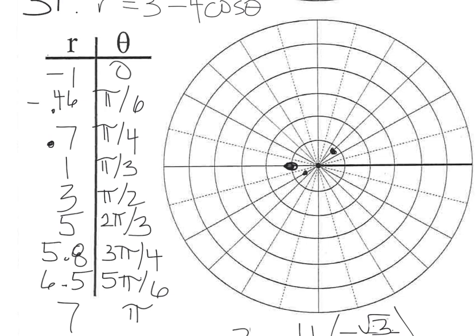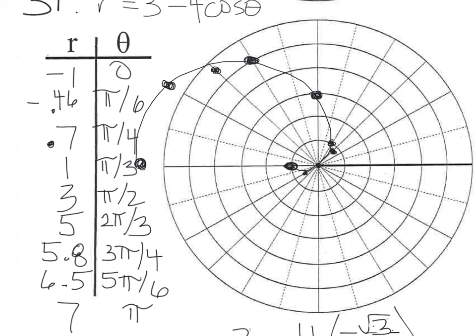Next we have pi over 3, 1, so I rotate to pi over 3 and put 1, and then pi over 2, 3, puts us out here. So we see we have this sort of behavior happening. I didn't get that last point really well, but you hopefully get the idea. Next we have 2 pi over 3, out 5, so I rotate to 2 pi over 3 and then go out 5. That would put a point right there. Next 3 pi over 4, 5.8 would be right about there. 6.5 at 5 pi over 6 would be a little out past it. And then this will be even more out past it at 7. So we have this sort of thing happening.